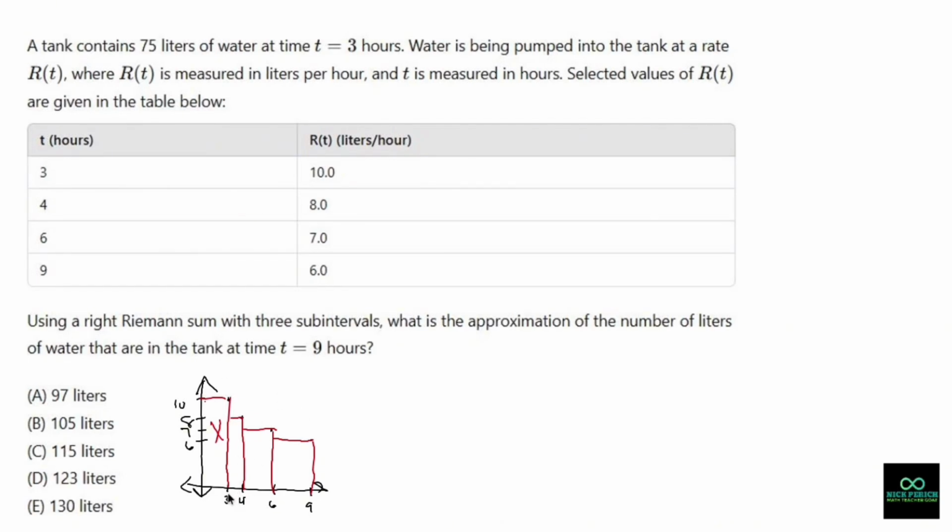We know that between 3 and 4, you are a length of 1 with a height of 8. Between 4 and 6, you are a length of 2 with a height of 7. And between 6 and 9, you are a length of 3 with a height of 6. So I'm going to calculate the 3 areas of these rectangles: 1 times 8 plus 2 times 7 plus 3 times 6. Now 8 plus 14 plus 18 is going to be 40.